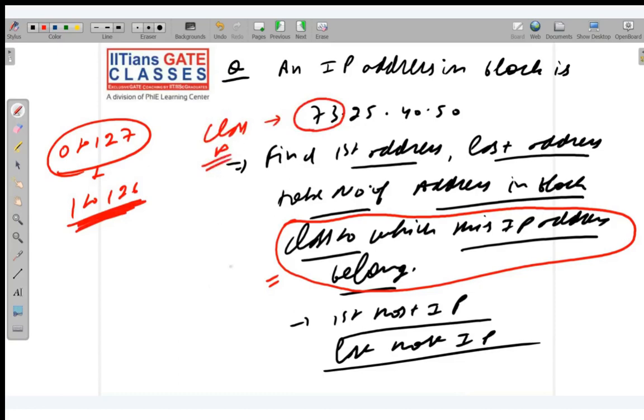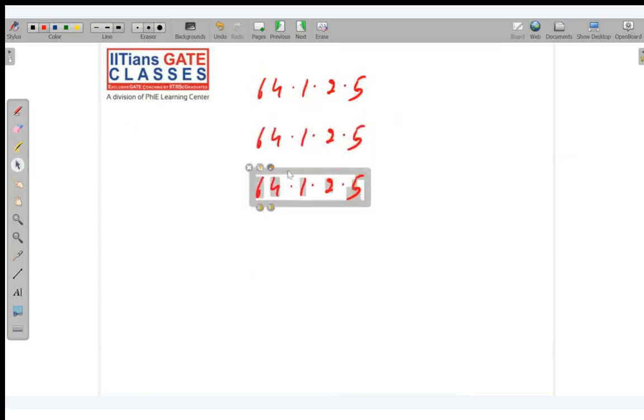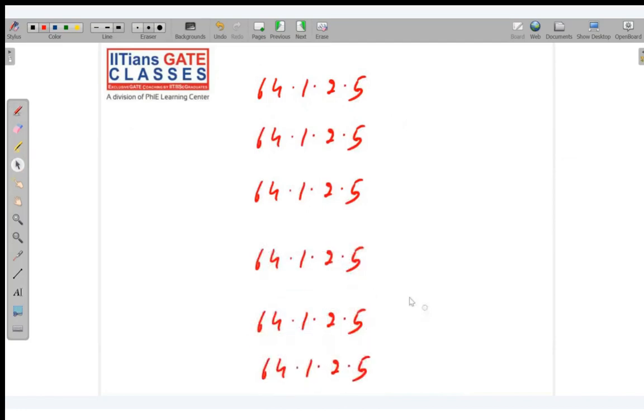Okay, so let me first try to give you practice questions on this, then we will start this question. Don't worry, otherwise it will become quite difficult for all of you. So first of all, let us answer this class type of question. Take the snapshot first. Okay, so now I will write few IP addresses. Please let me know to which class they belong. Okay, so let us suppose 64.1.2.5. Let me copy it. It will simply save our time.